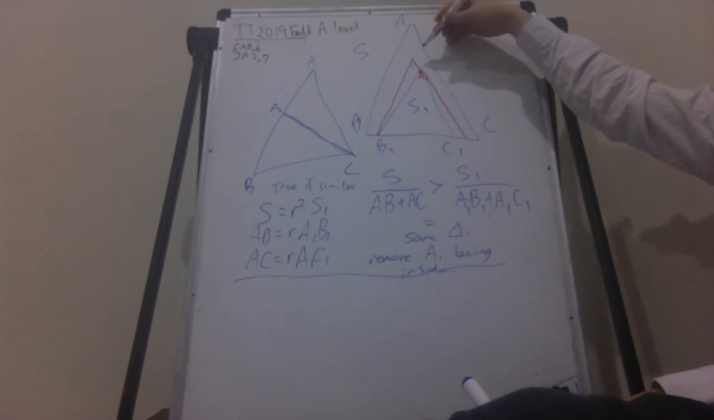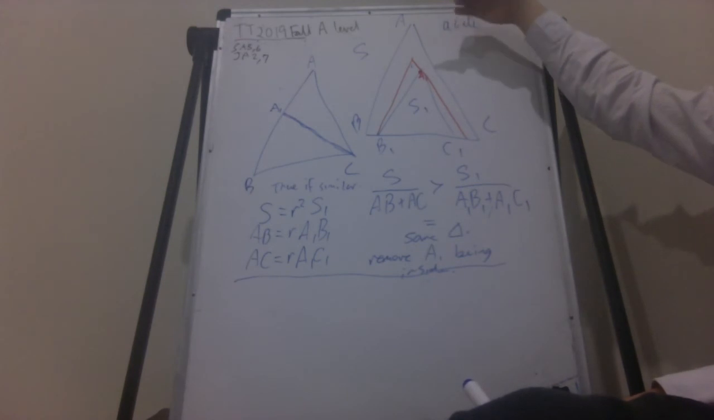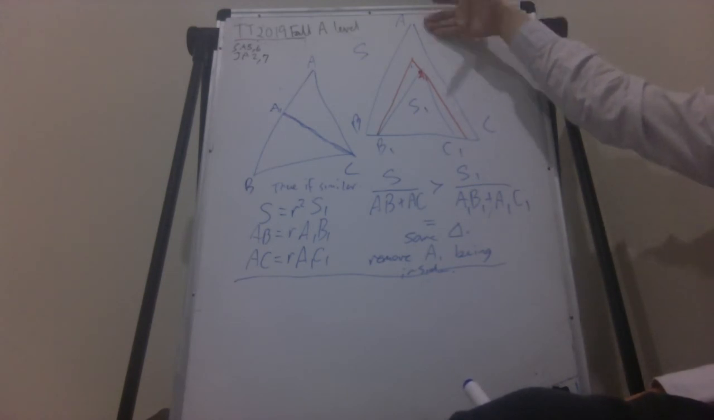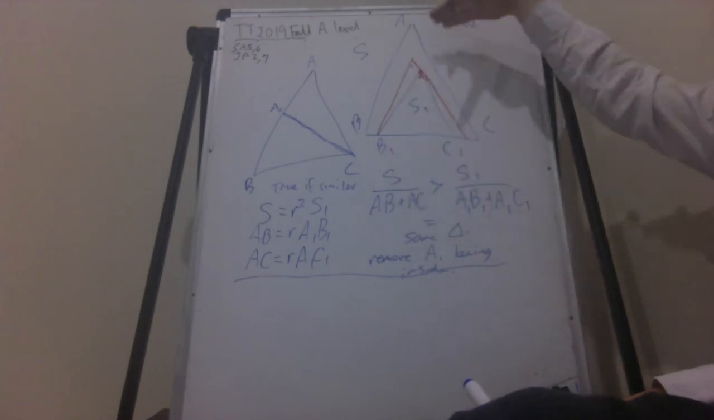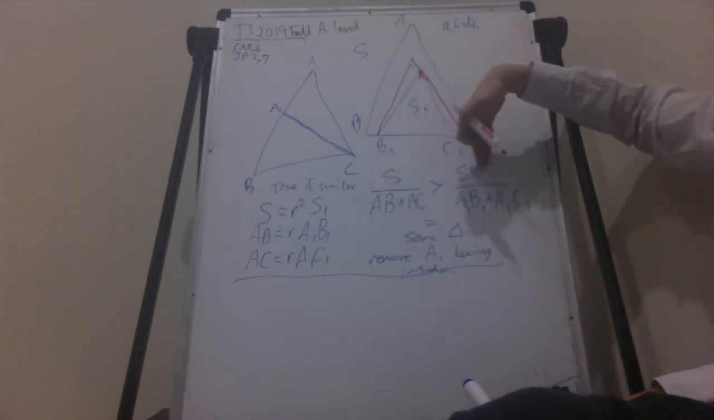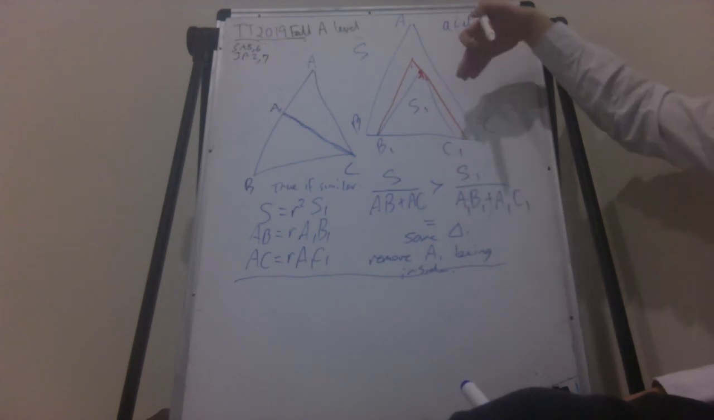Look, the point I'm trying to make is right. The big triangle has this number bigger than the red triangle with this number, yeah? Because they're similar, yeah?